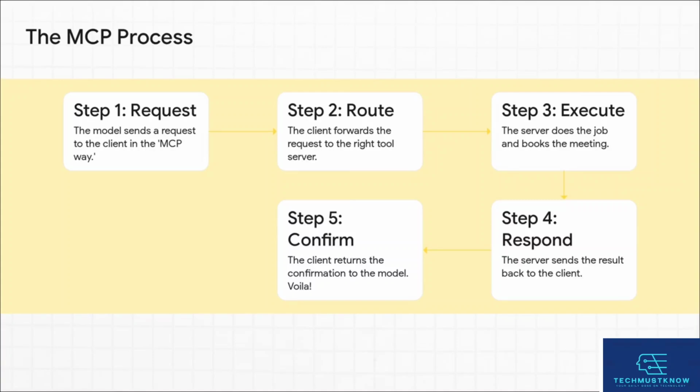And the process is just so clean. Check it out. Step 1, the model gets your request and packages it up in the standard MCP way. Easy. Step 2, a client, like an app on your phone, sees the request, understands, oh, this needs the calendar, and sends it off to the right tool. Step 3, the calendar tool gets the request and just does the job. It books the meeting. Step 4, it sends a standardized all-done message back. And finally, step 5, the client tells the model, hey, it's confirmed. And boom, it's done. Clean, predictable, super efficient.